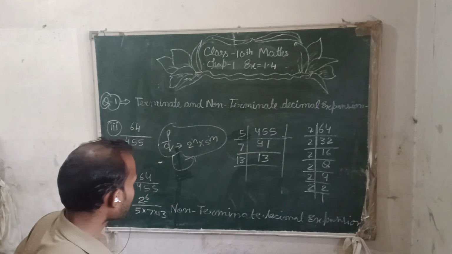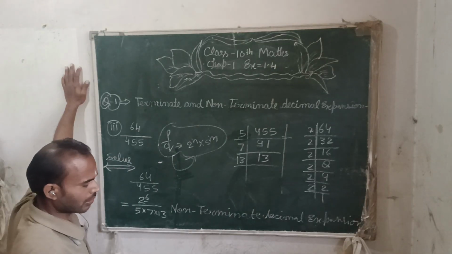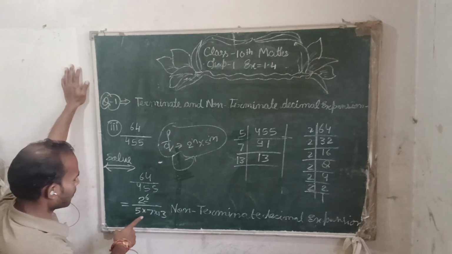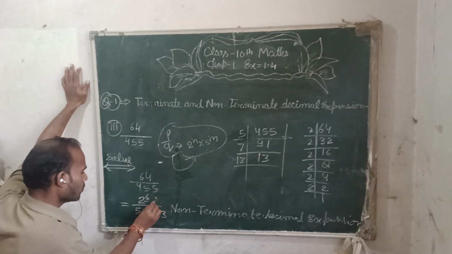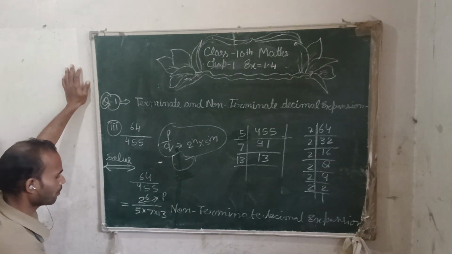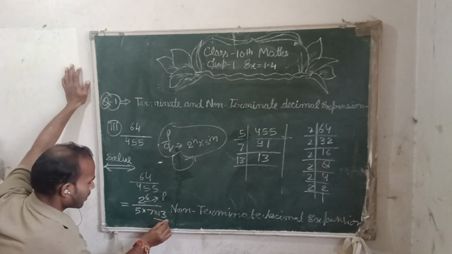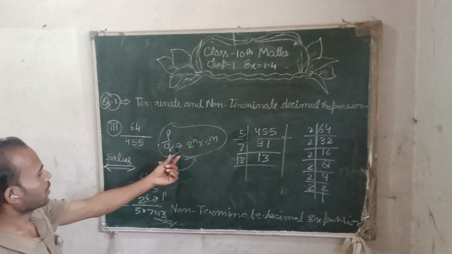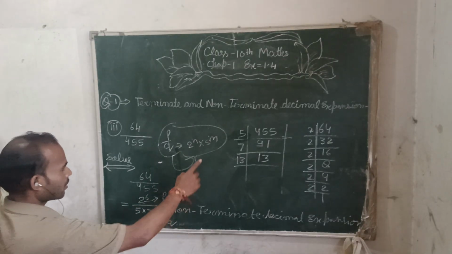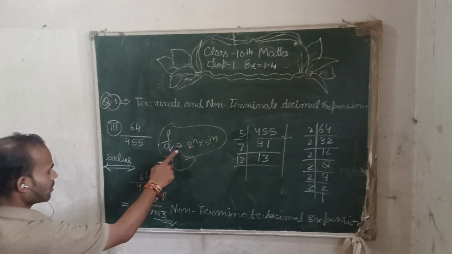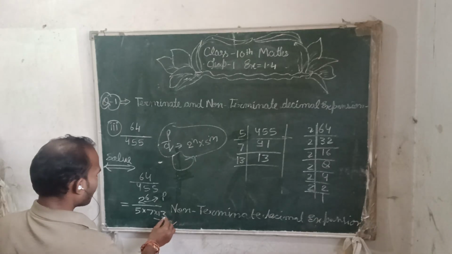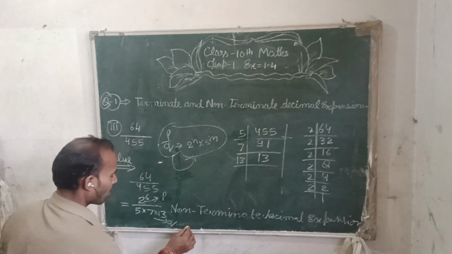Here 2 to the power 6 is p, and 5 into 7 into 13 is q. But q is not of the form 2 to the power n into 5 to the power m. 5 is there but has no power, and 2 does not come here; only 7 into 13 comes here. So therefore this is a non-terminating decimal expansion.